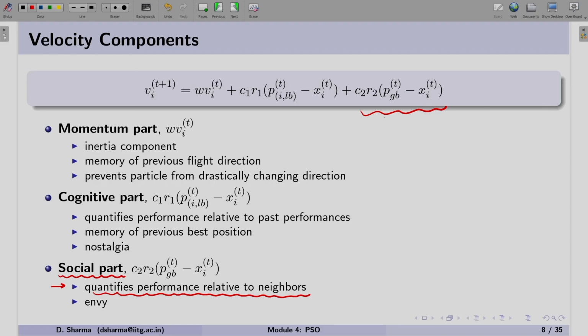Now, if you look at the difference here on the top, since xi is the current position, the difference of global best minus current position says how far the current position of a particle i is with respect to the global best of the swarm. So, that is why this part is called the social part.